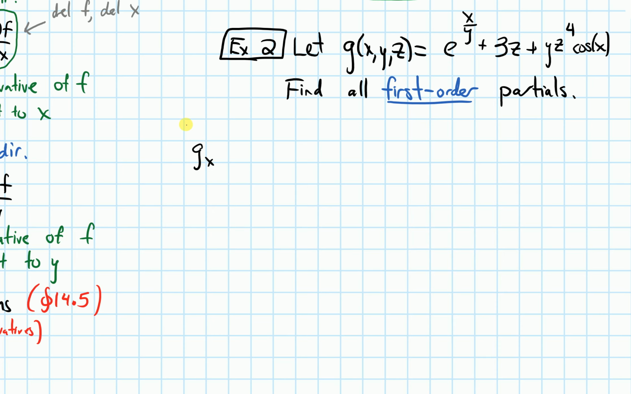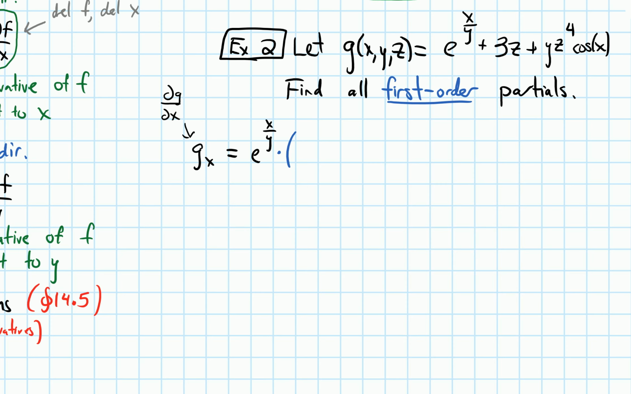Remember, that just means del g del x, the partial derivative of g with respect to the variable x. All right, so to take the derivative of e to the x over y first, I'll get e to the x over y, and then I have to multiply that by the derivative of the exponent.